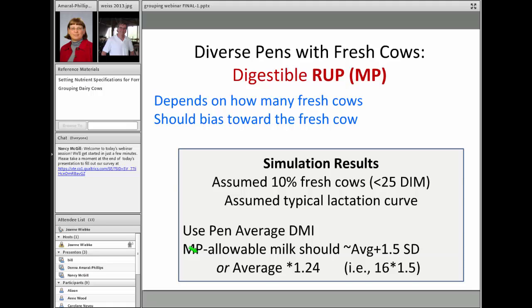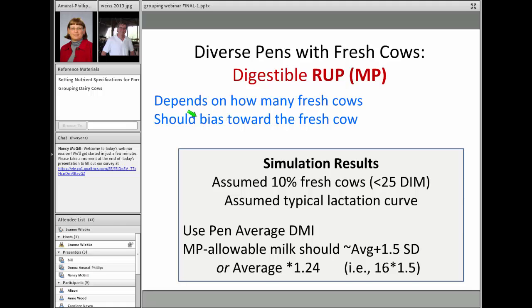So if we have a group, and all we could do here is simulate some stuff. So if we have now a group that includes fresh cows, what I'm going to be calling a diverse group, so there's fresh cows and later lactation cows, your actual decision on where you're going to go is how many fresh cows are in that pen. If you have a lot, you're going to bias it heavily toward fresh cows. If you don't have very many, then you're still biasing it a little toward fresh cows, but less and less.